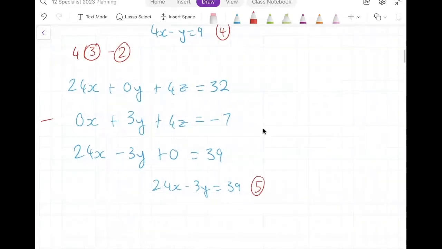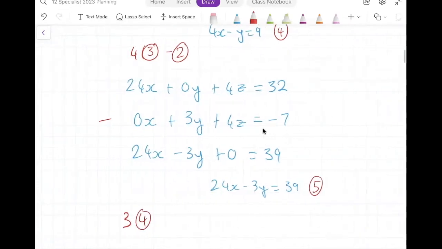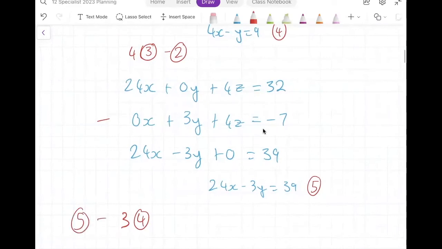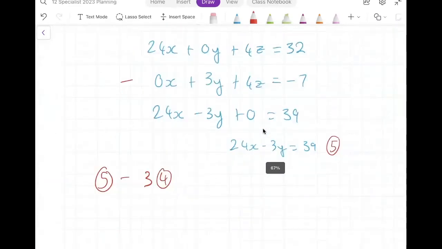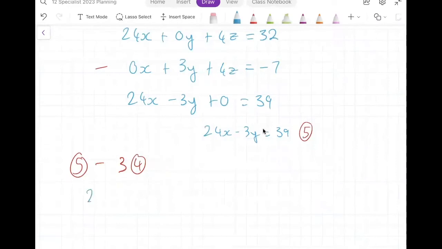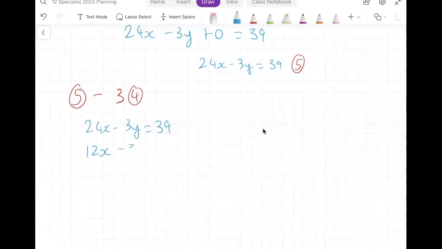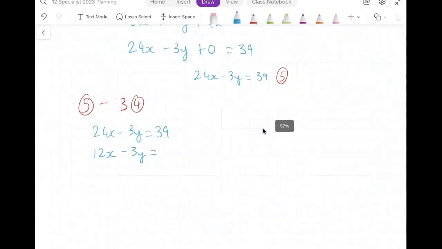I'm now going to times equation 4 by 3. So I times equation 4 by the number 3. And I might keep my bigger number at the front. That's going to be equation 5 minus 3 times equation 4. So now if I scale this equation here by a factor of 3, you can see I'm going to have minus 3y and minus 3y. They're going to eliminate. So if I do 5 minus 3 times equation 4, that is going to become 24x minus 3y is equal to 39, 12x minus 3y is equal to 27.